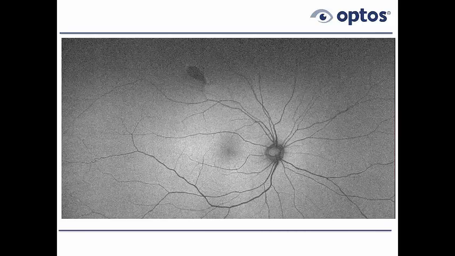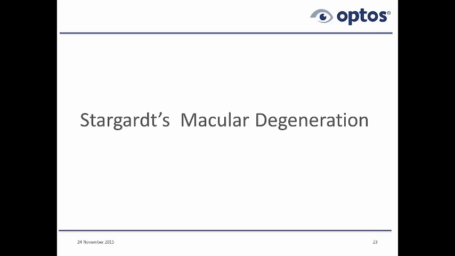Okay, let's go to a whole different series of disorders. Let's talk about some of the inherited diseases. We'll start with Stargardt's macular degeneration, which is the most common of the juvenile macular degenerations.